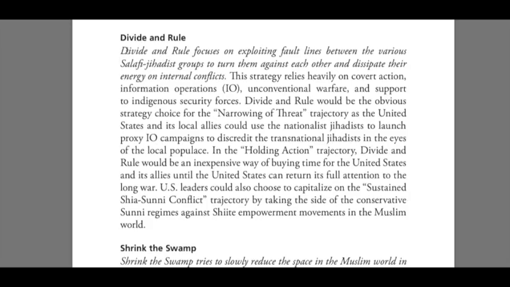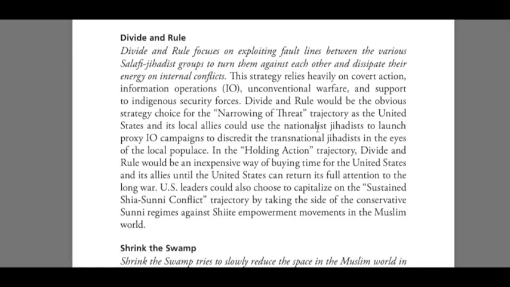Divide and rule focuses on exploiting fault lines between the various Salafi jihadist groups to turn them against each other and to dissipate their energy on internal conflicts. This is one of the key strategies, of course, of globalists. This relies heavily on covert action. So we're using covert action in the Middle East and Syria? I thought we didn't do that. Info war, right? Unconventional warfare tactics. This is espionage, assassinations, and indigenous security forces. Divide and rule would set them all against one another.